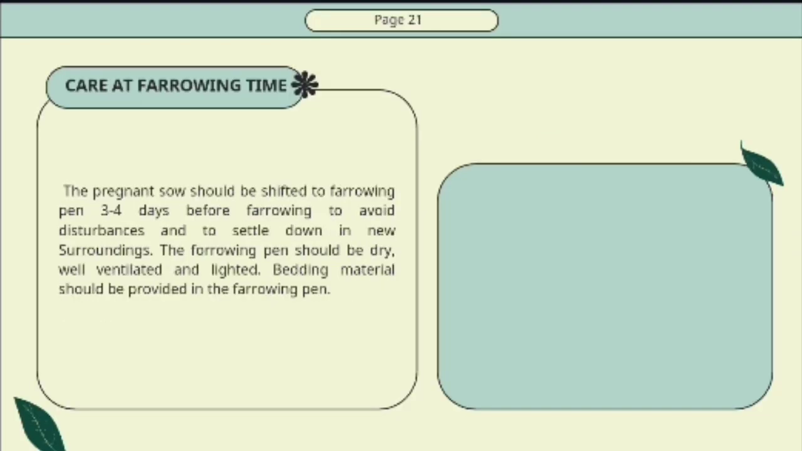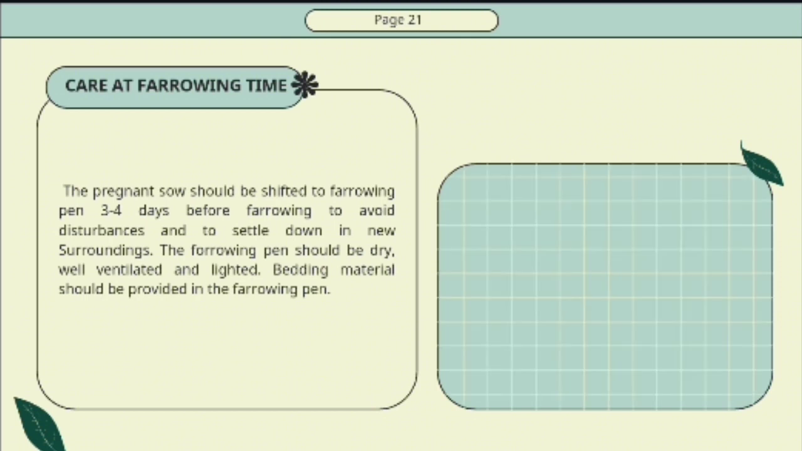The pregnant sow should be shifted to the farrowing pen 3 to 4 days before farrowing to avoid disturbances and to settle down in new surroundings. The farrowing pen should be dry, well ventilated, and lighted. Bedding materials should be provided in the farrowing pen.